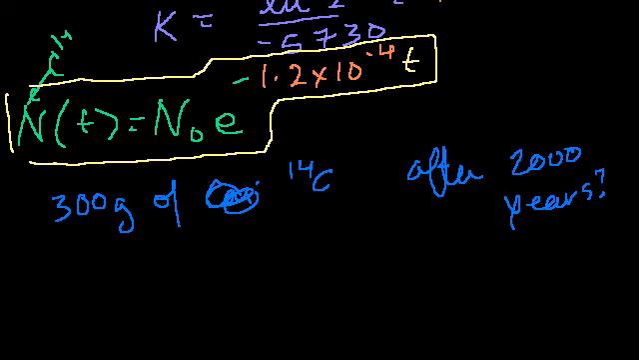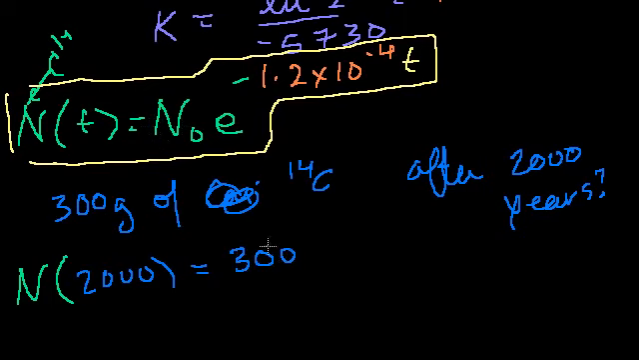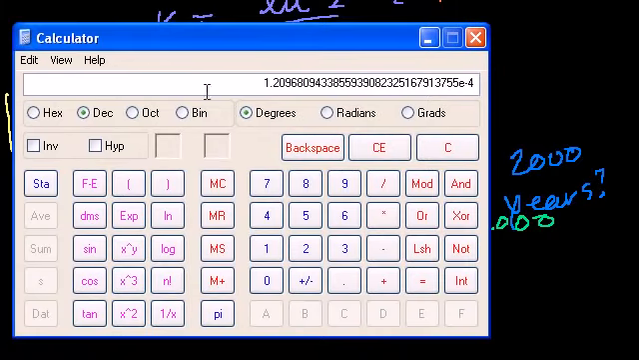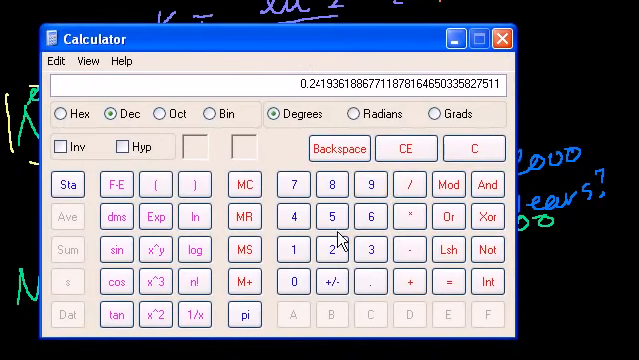Well, I just plug into the formula. N of 2,000 is equal to the amount that I started off with, 300 grams, times e to the minus 1.2 times 10 to the minus 4 times 2,000. So I already have that 1.2 times 10 to the minus 4 there, times 2,000, and of course there was a negative, so let me put the negative number out there.